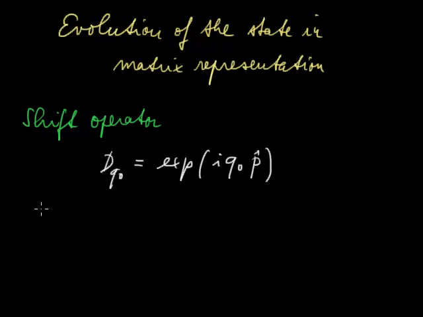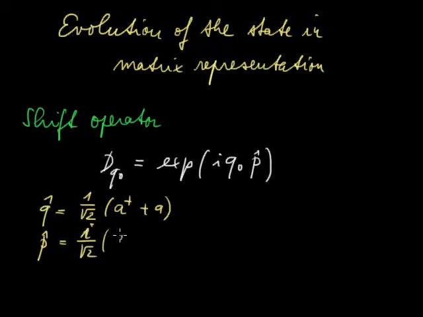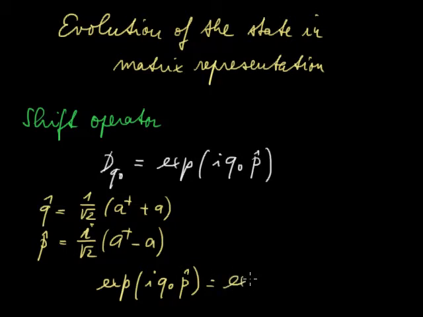So our way will be realizing that both Q and P can be written in terms of so-called creation and annihilation operators. This is a topic of another video. Here Q is a sum of the creation and annihilation operator, and P is i divided by square root of 2 times a difference between these two. Now this is a piece of knowledge that has to come from somewhere else and is usually presented in quantum mechanical courses. So we will have the exponential of i q0 P expressed as the exponential of minus q0 divided by square root of 2 times a plus minus a.